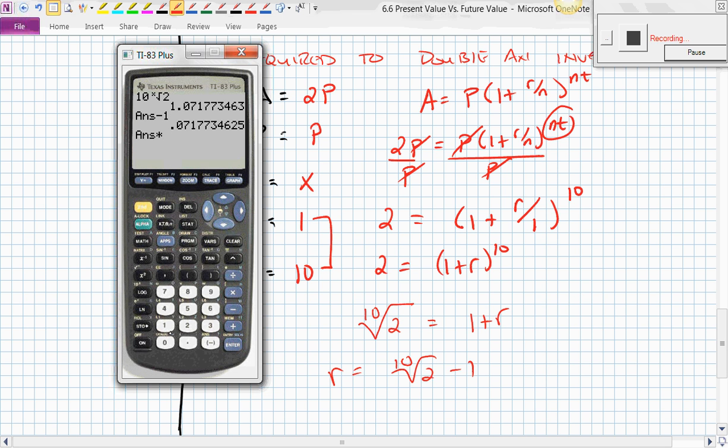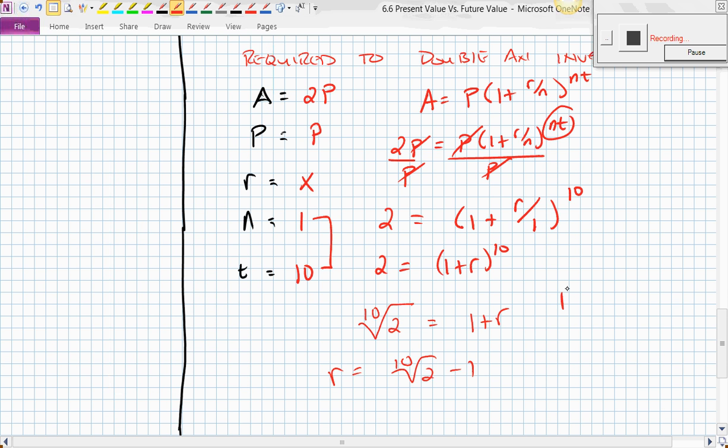Multiply by 100. You got it. And then you need 7.2% to double your investment in 10 years, which ain't going to happen. So my rate would be 7.2%. I don't think any bank I know is giving a 7.2% annual rate of return.